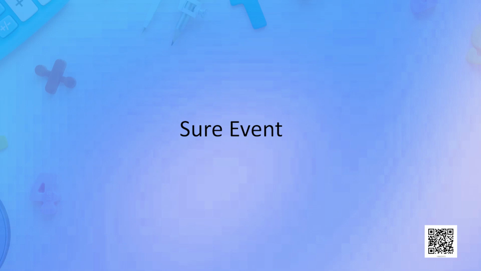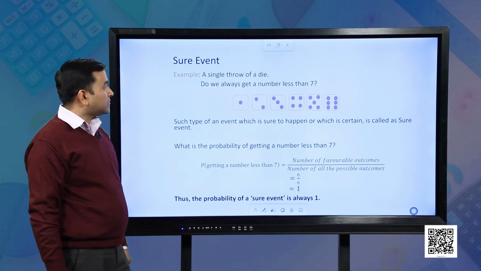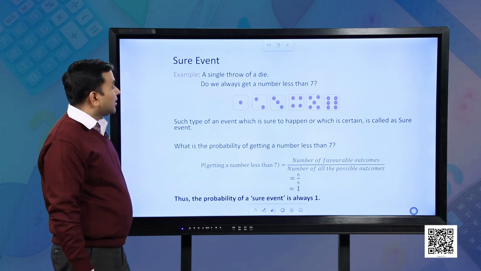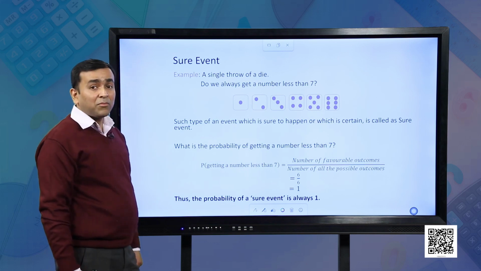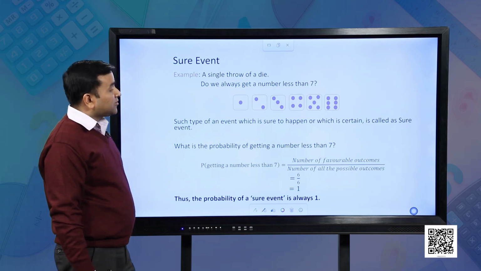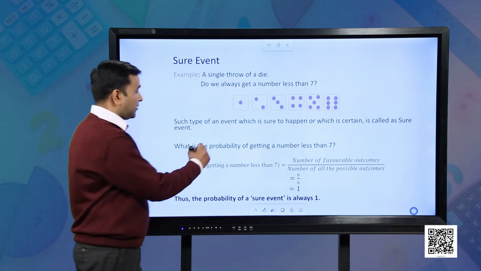Let us understand what a sure event is. Again, we will take the same example of throwing a die once. Do we always get a number less than 7? Yes, we always get a number less than 7. Such a type of event which is sure to happen and which is certain is called a sure event.